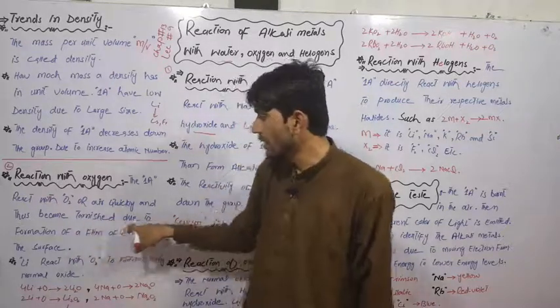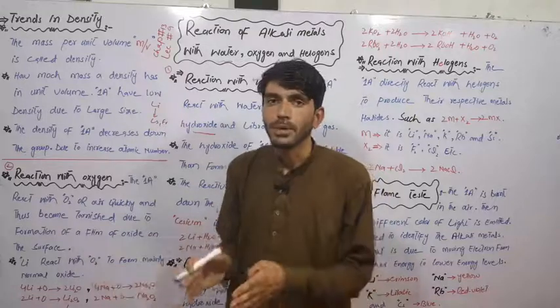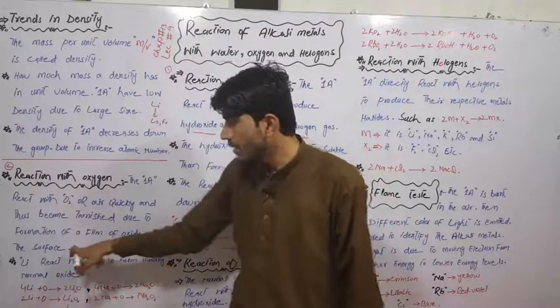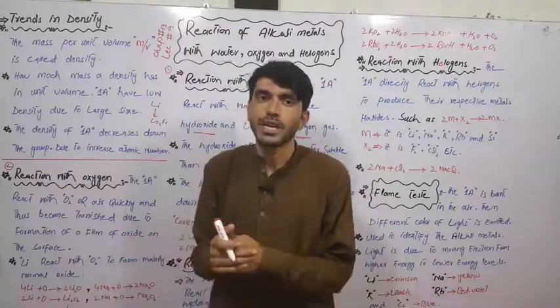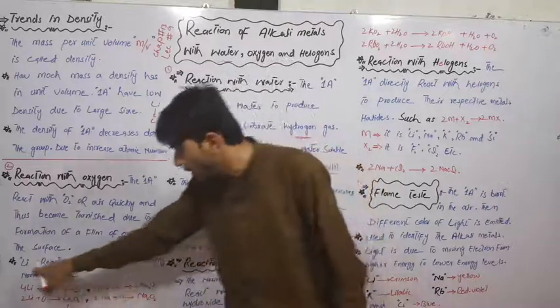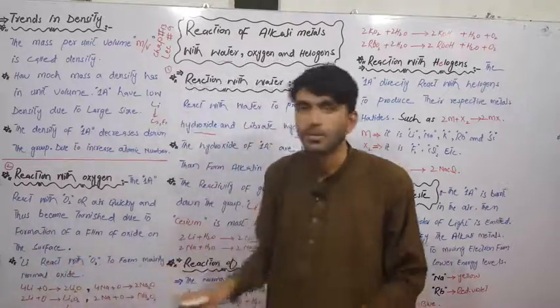They form a tarnished compound due to the formation of a film. Film epoxides are formed on the surface; clearly, on the surface a film of epoxides is produced. Next point, lithium reacts with oxygen to form mainly normal oxide.